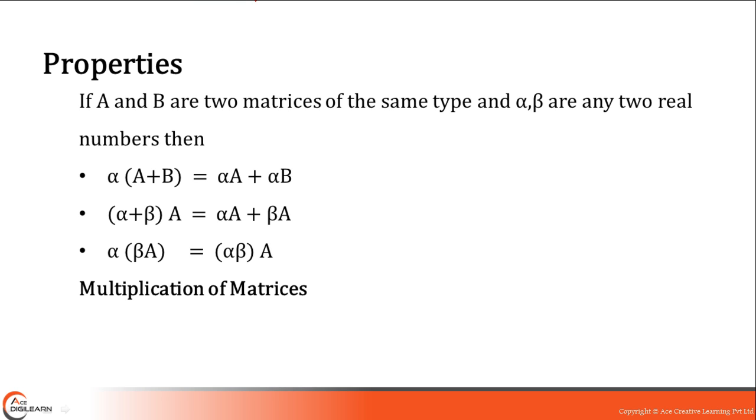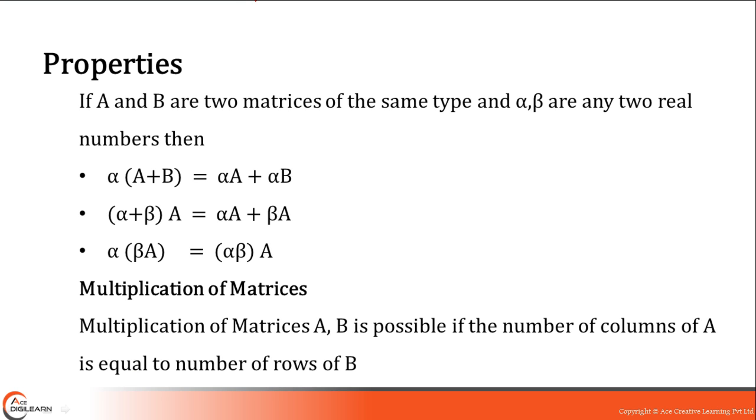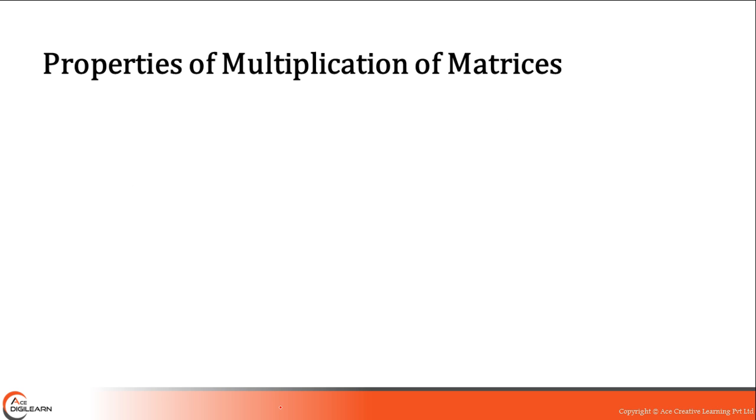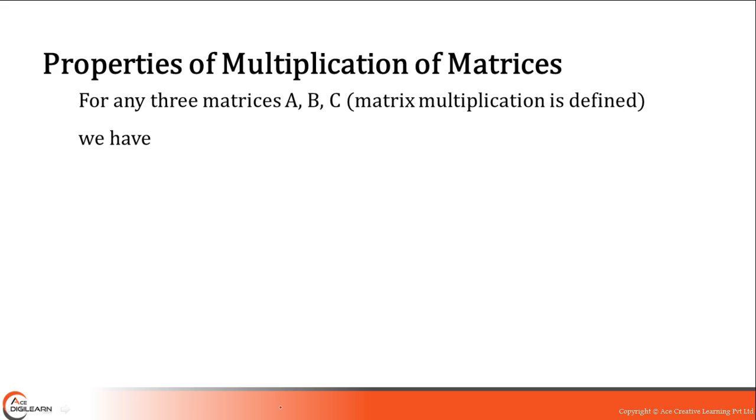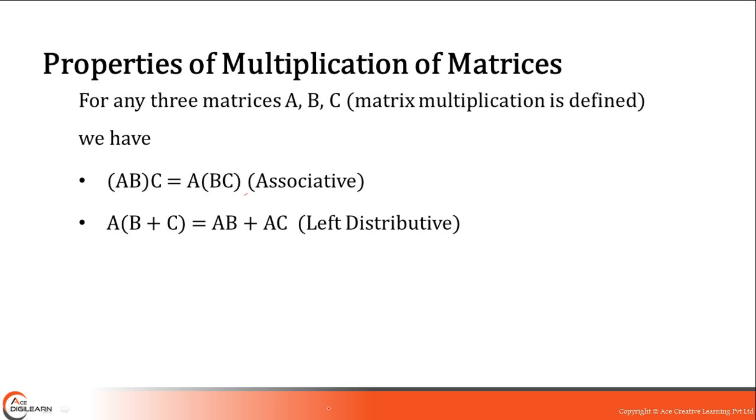Next, multiplication of matrices. Multiplication of matrices is possible if number of columns of the matrix A is same as number of rows of the matrix B. Next, properties of multiplication of matrices. For any three matrices A, B, C where multiplication is defined, AB into C equals to A into BC. So we can conclude matrix multiplication is associative.